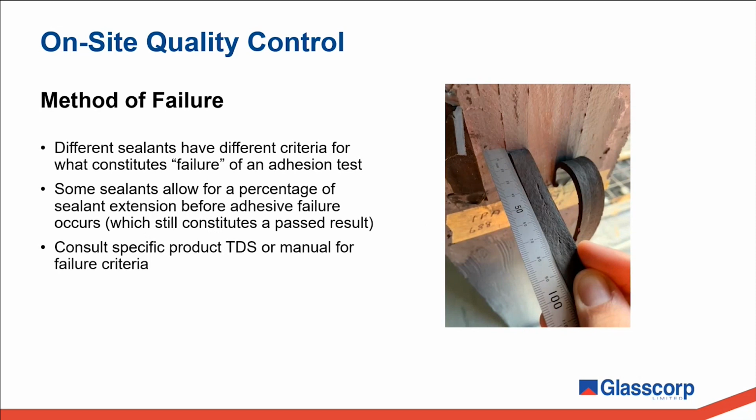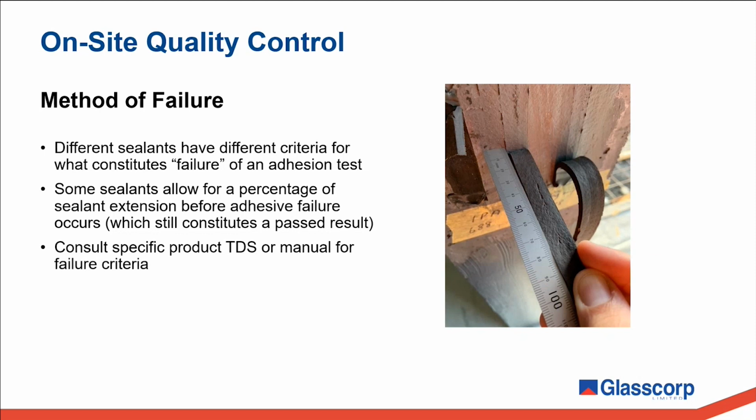Finally, I'll say that different sealants may have different criteria for what is considered to be a failed result in an adhesion test. So while we don't want to see adhesive failure generally, in certain applications for certain sealants, this may be allowed. Generally, the sealant will need to demonstrate that it can be extended a certain percentage before it fails adhesively. So in this example here, you can see that the sealant has pulled away from the substrate, so it has eventually failed adhesively, but because I was able to extend it and observe that extension before it pulled away, that's still classified as a pass.